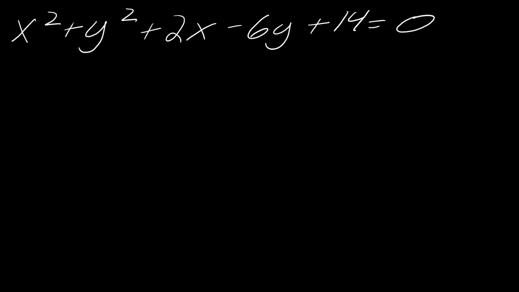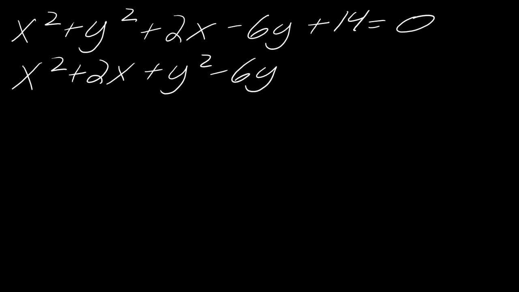So I want you to notice this is in general form. So the first thing that you're going to want to do here is just get everything in its right place, like the Radiohead song. So I've got x squared plus 2x plus y squared minus 6y equals -14. Just to point out what I've done here, I bunched the x's together, the y's together, and then that other number I sent to the other side.